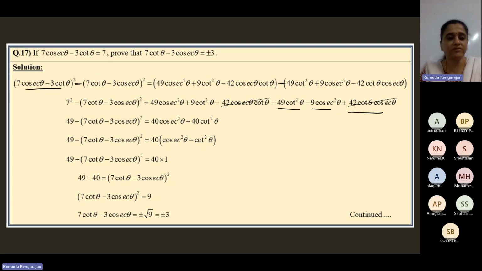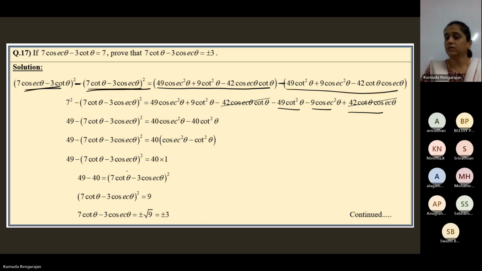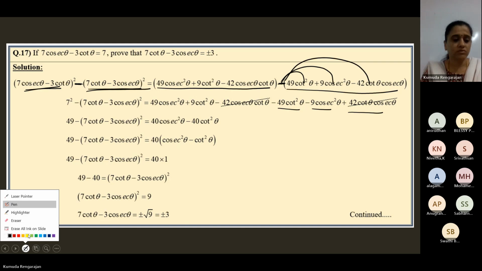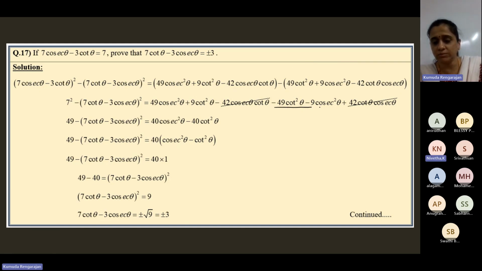This one squared minus this one squared. When you square this, three terms. When you square this one, three terms. But since there's a minus sign between the two brackets, when you open the second bracket, every term should be multiplied with this minus sign, right? So if you've gone wrong, maybe check these three terms. Then the two middle terms get cancelled. Minus 42 plus 42, they get cancelled.